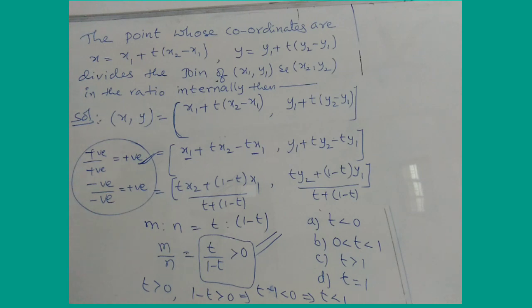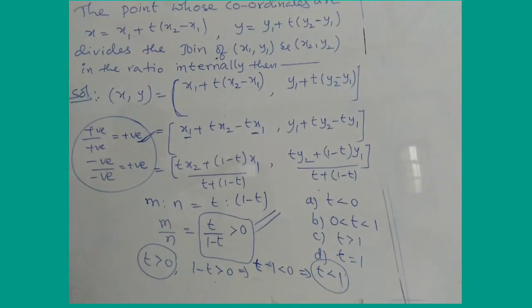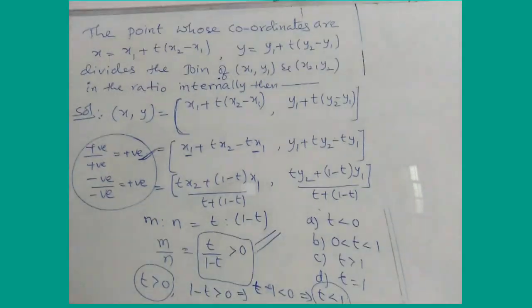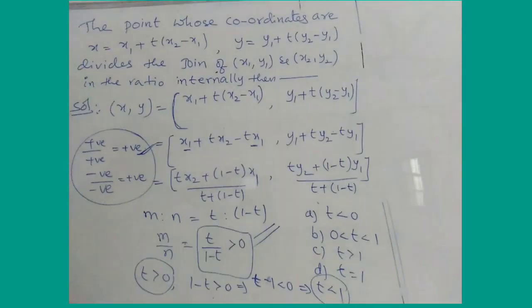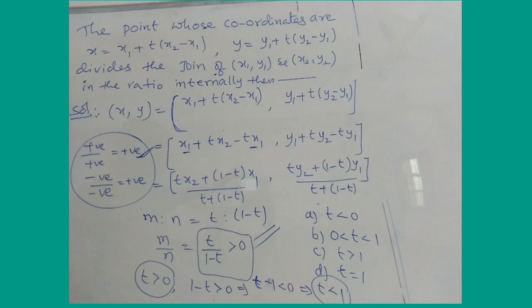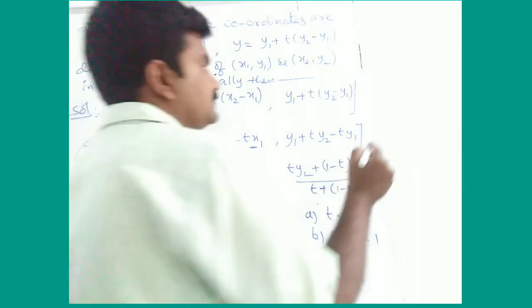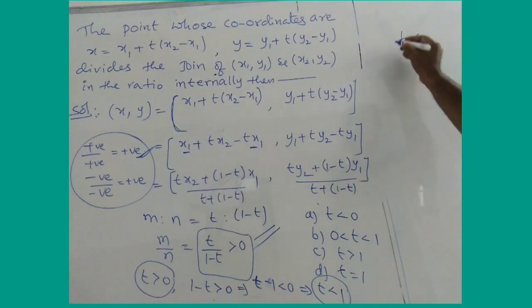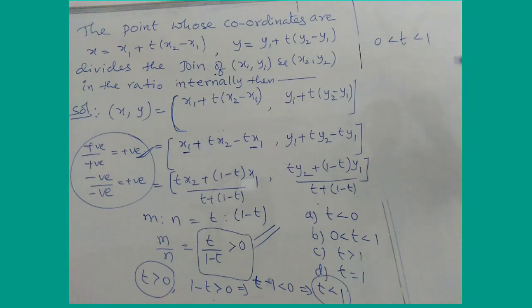Isn't it? So what we are getting here, two conditions, t greater than 0 and t less than 1. From this we can write t lies between 0 to 1, which is second option.